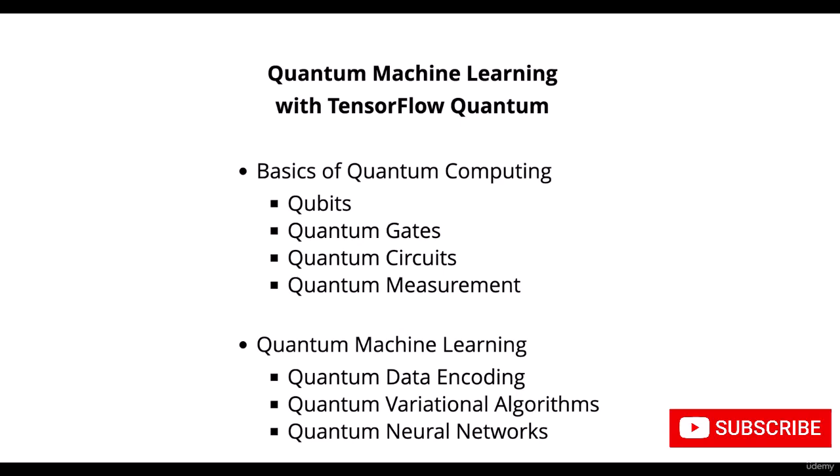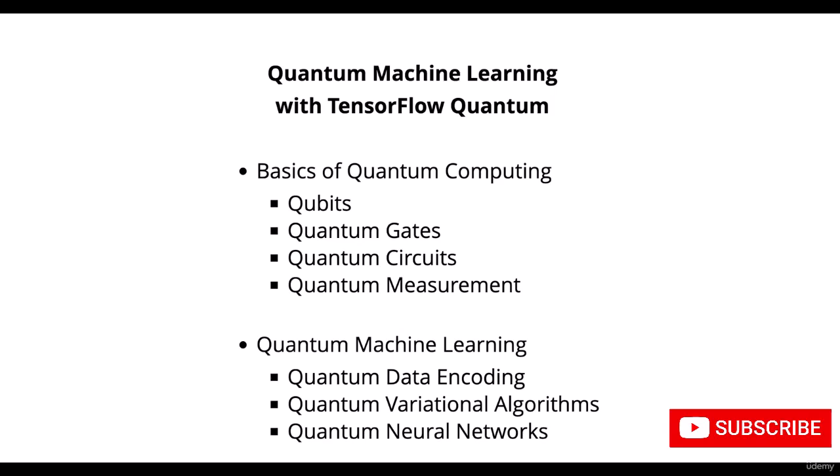The first one, basics of quantum computing. We have qubits, or quantum bits, which are the fundamental units of quantum information, analogous to classical bits. Unlike classical bits, which can be either 0 or 1, qubits can exist in superposition states representing a combination of both 0 and 1 simultaneously. Quantum gates. Quantum gates are the basic building blocks for quantum circuits, similar to classical logic gates. They operate on qubits to perform operations such as rotations, flips, and entanglement.